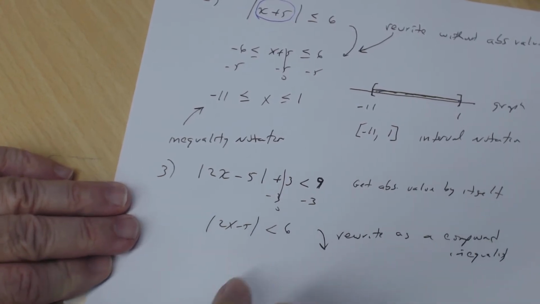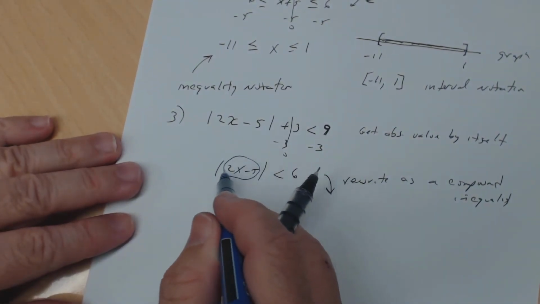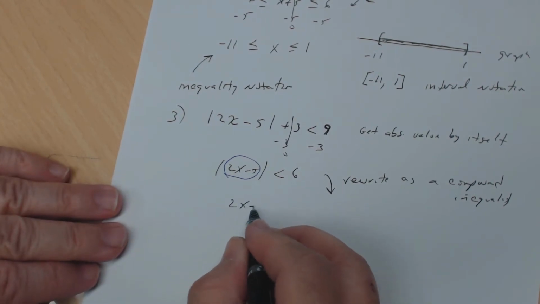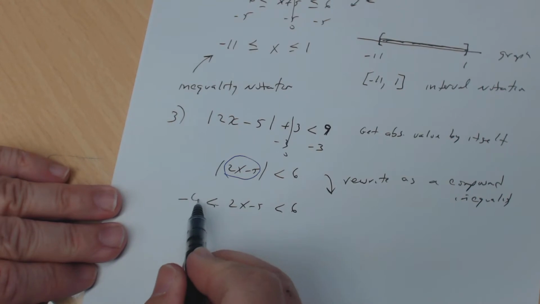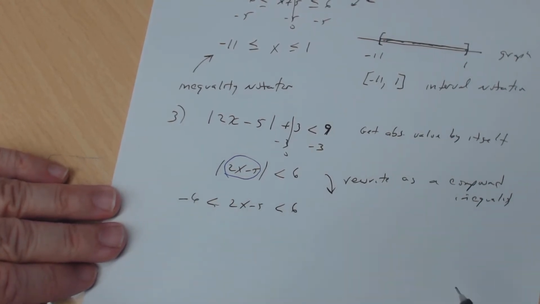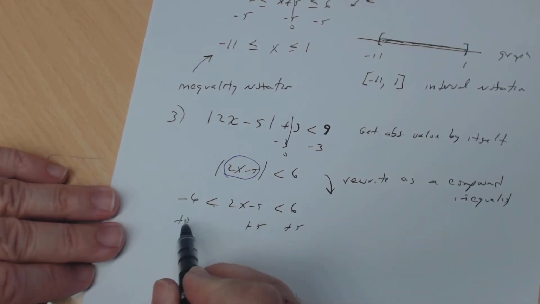All right, so one statement. You're going to take this expression inside, 2x minus 5. You're going to say that has to be less than 6, and at the same time, it has to be bigger than negative 6. And then all you do is get x by itself. So you add 5 to all 3 parts.